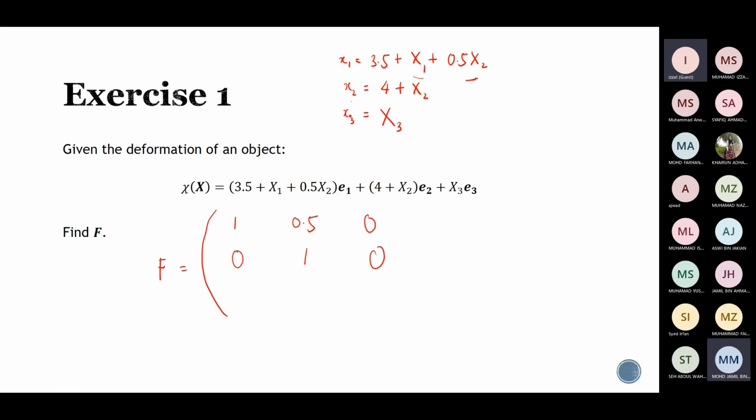And then lastly, for the third row, you differentiate small x3 with respect to big X. So there's no x1, no x2, and there is x3. You differentiate, you get 1. Okay, so you get this deformation gradient. Later on, we will see why we need the deformation gradient and how to use it in deriving other things or in obtaining other quantities. But for now, I hope you try this later, how to get this deformation gradient.